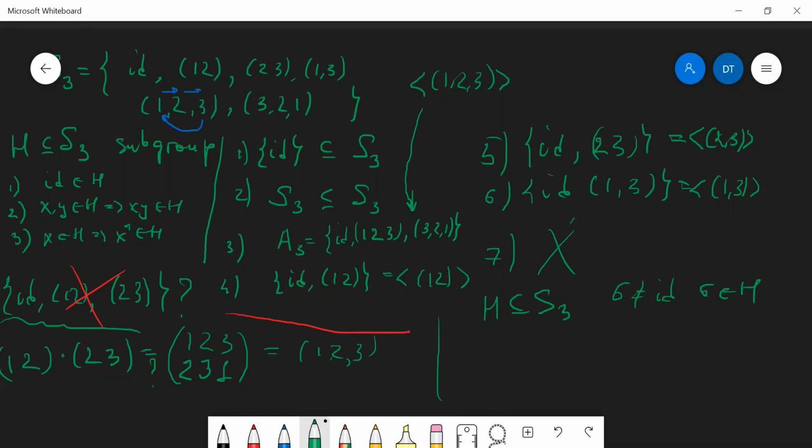Suppose that (1, 2) is in our group H. But then the whole cyclic subgroup must be in our H, just by the definition of a subgroup, because it contains all the powers of the element (1, 2), positive and negative. So if a subgroup contains an element, it contains its cyclic subgroup.